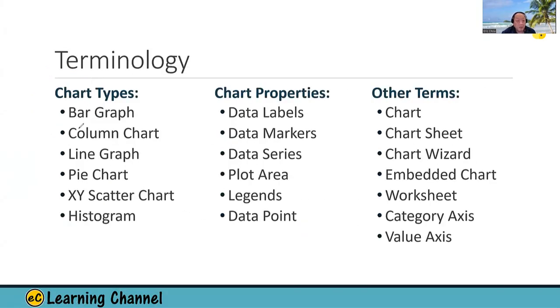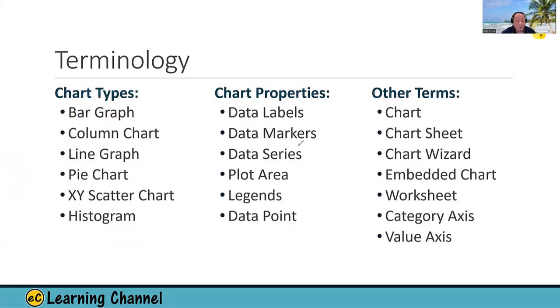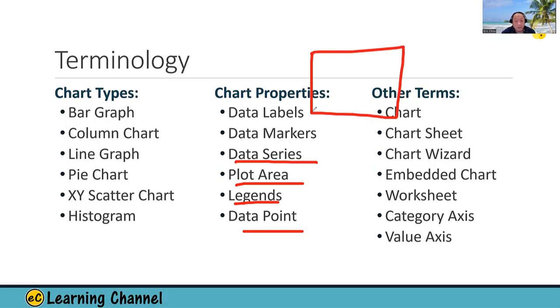So for your chart type, you have bar chart, column chart, line chart, pie chart, XY scatter chart, histogram. Later we'll talk about these different kinds of charts. Inside the chart, you have data label, data marker, data series, plot area, legend, and data point. Okay, these are different terminology when we talk about a chart. So there are different types of charts and properties in the chart, okay, that you need to learn.